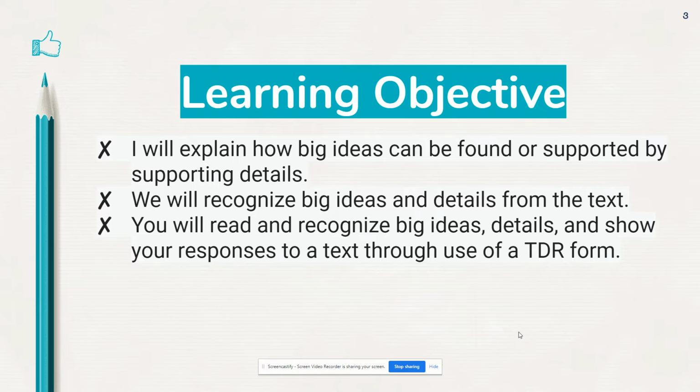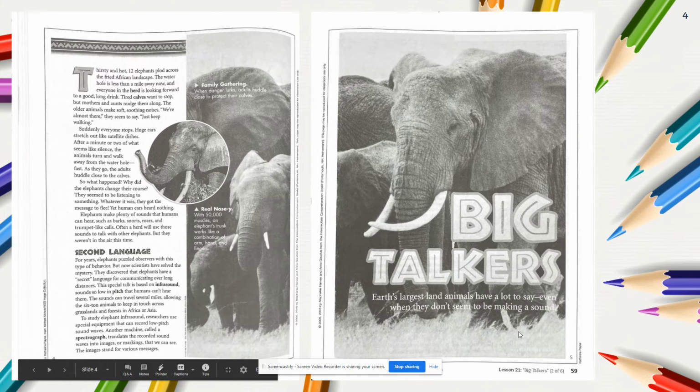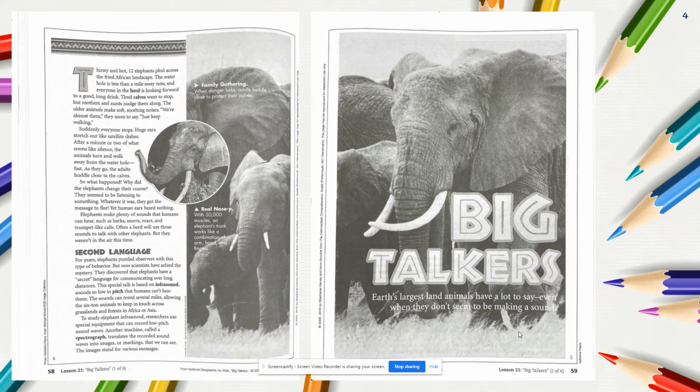Today, I want to share with you an article. This article is about elephants and is called Big Talkers. The title is an inferential title. This means that we must infer or think using clues to find out what the title or story may be about. I bet that the title is about the elephant's communication.